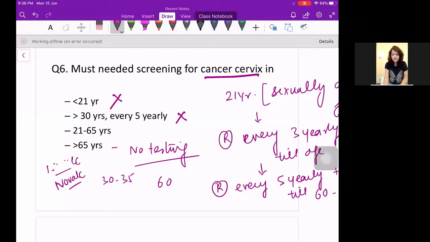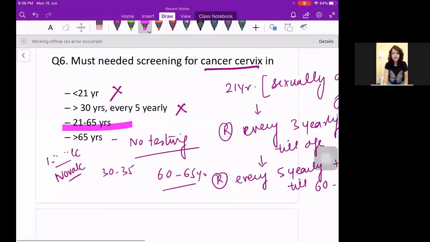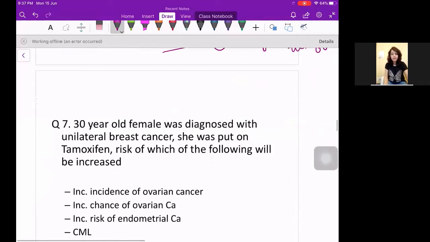Another peak is seen at 60 to 65 years of age. So it is of no use if you are doing it after 65 years. So the correct answer to this question is 21 to 65 years of age. The screening of cancer cervix by the pap smear is being recommended. And nowadays, the cytology is being done by liquid-based cytology, which is liquid paps, which is much better. The result is much better interpretation than the conventional paps we were doing for many years.